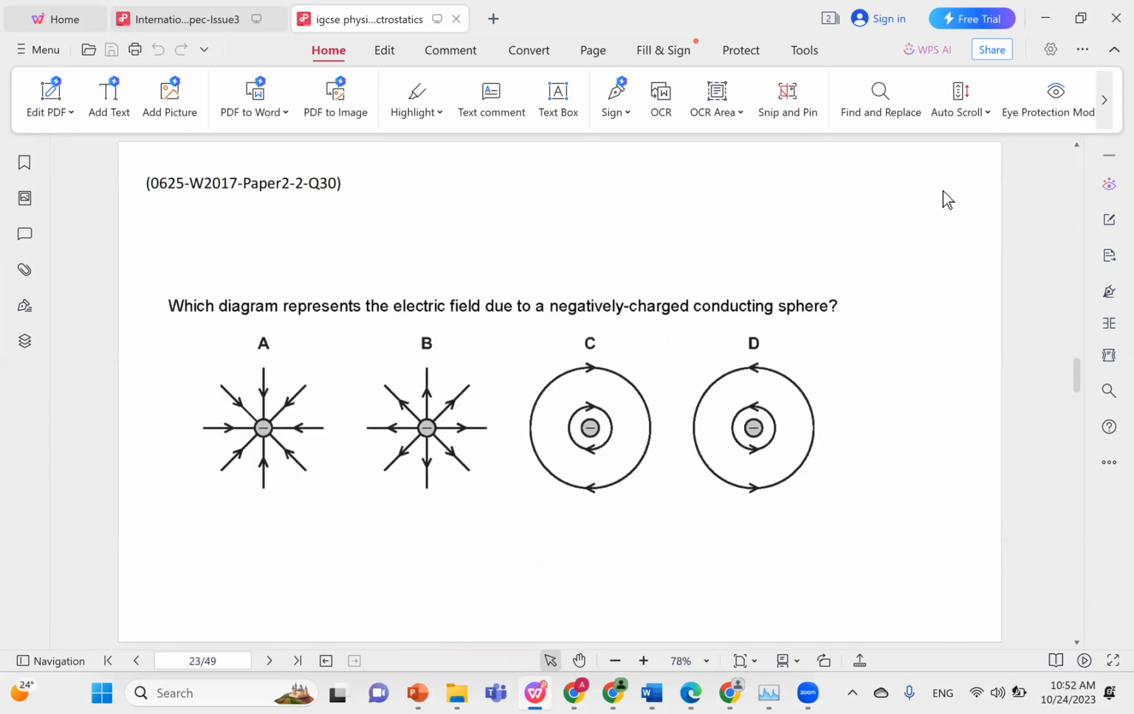So this is a similar question, but with negative charges. And we just said that for the negative charge, the field points inwards. So again, the correct choice here would be choice A.